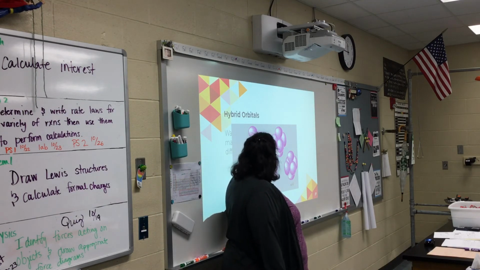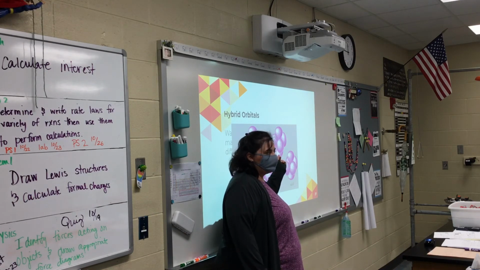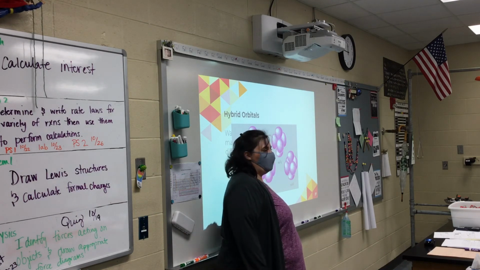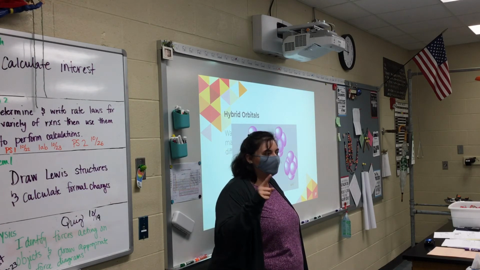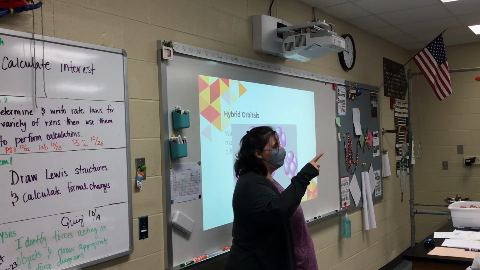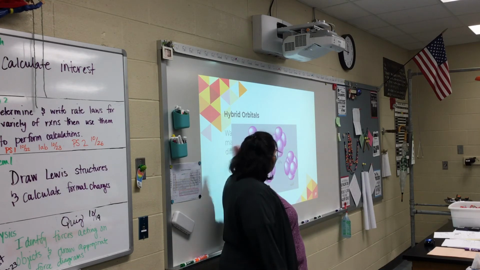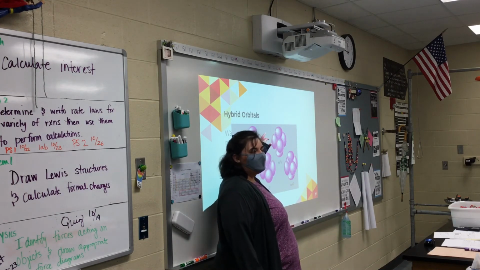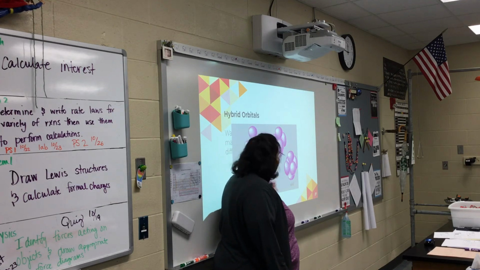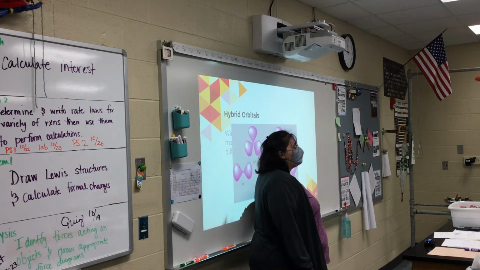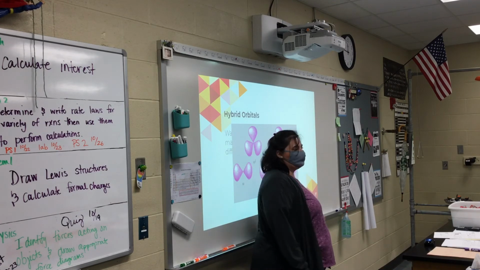Up here, we have 3 lobes. What geometry does that look like? Trigonal planar, these are all in one plane. The farthest they are away from each other is 120 degrees. Down here we have tetrahedral, trigonal bipyramidal, octahedral.